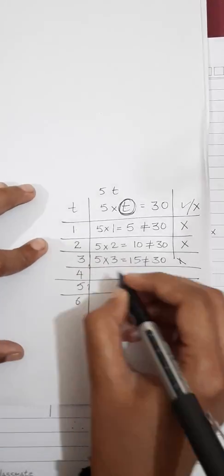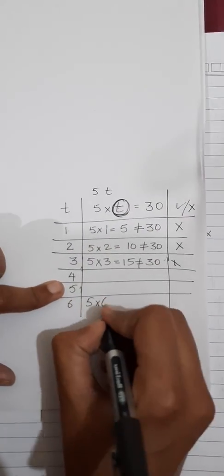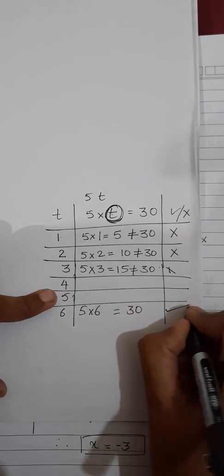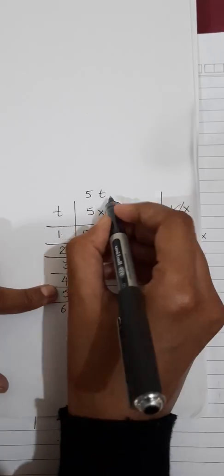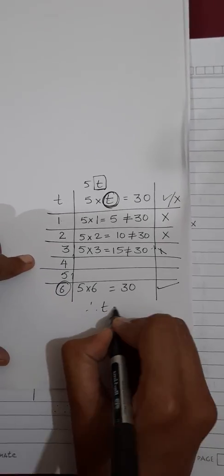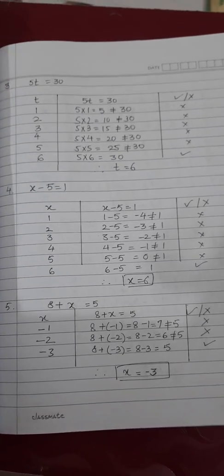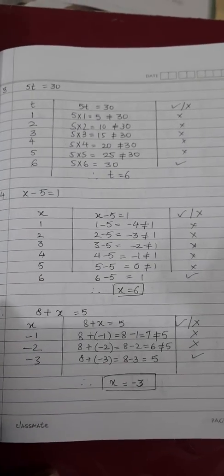Likewise, when you are going to keep it like this, instead of this t, 5 into 6 is going to give me 30. So this is correct. So this means the value of this variable is going to be how much? 6. So that means t is equals to 6. And that's what I have done in the notebook. Now let's move to the fourth question.